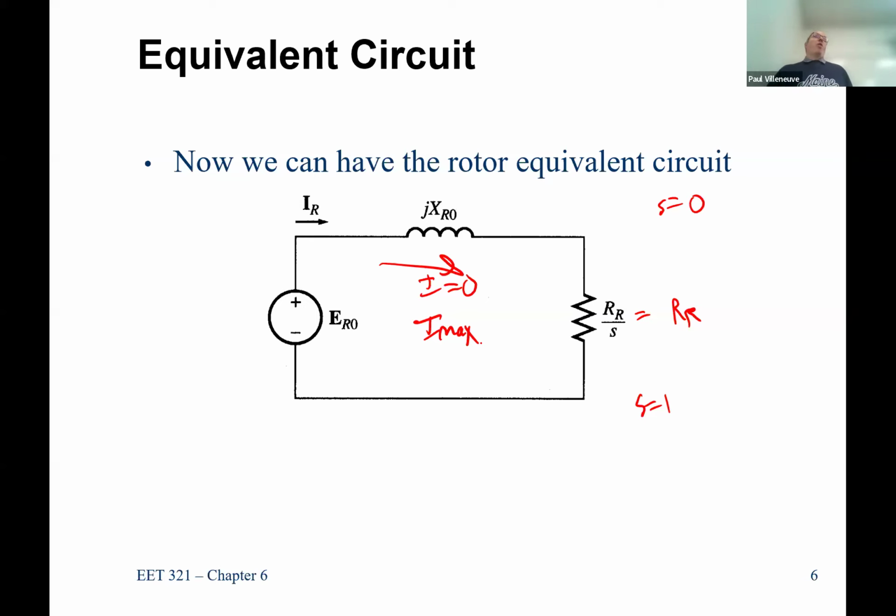So, yeah, that's the only time, again, that I've ever seen where you actually have protection set on an element to basically not protect it. So you would set it above whatever it would draw in the worst case conditions, so that it provides no protection for the motor. It protects the circuit going to the motor, but it doesn't protect the motor.